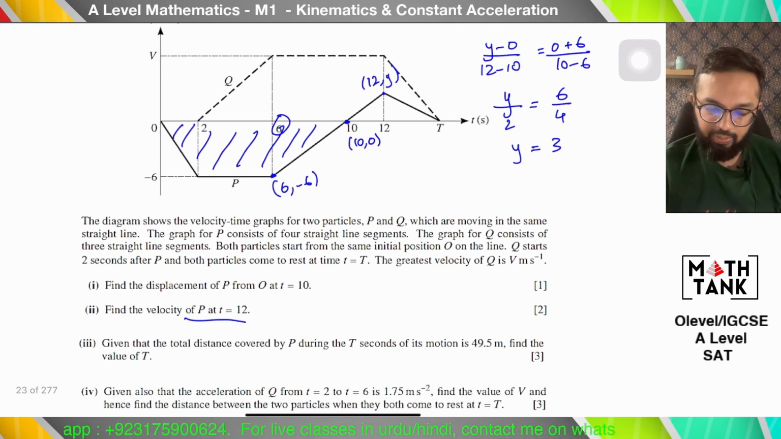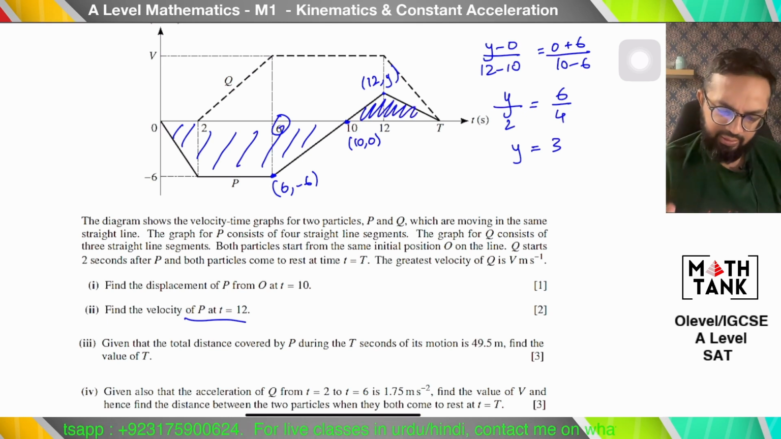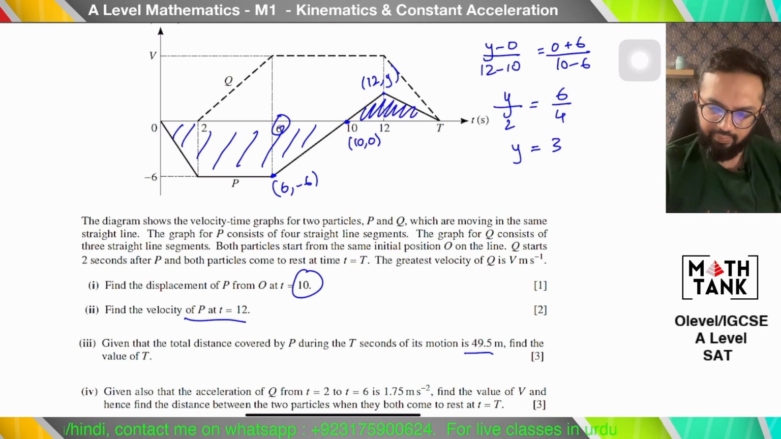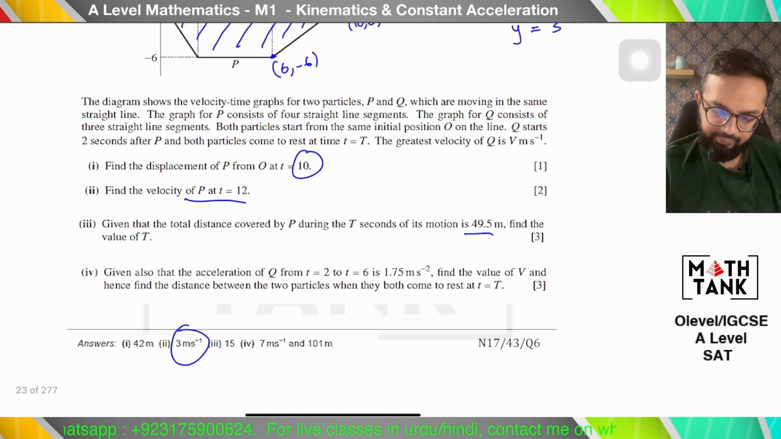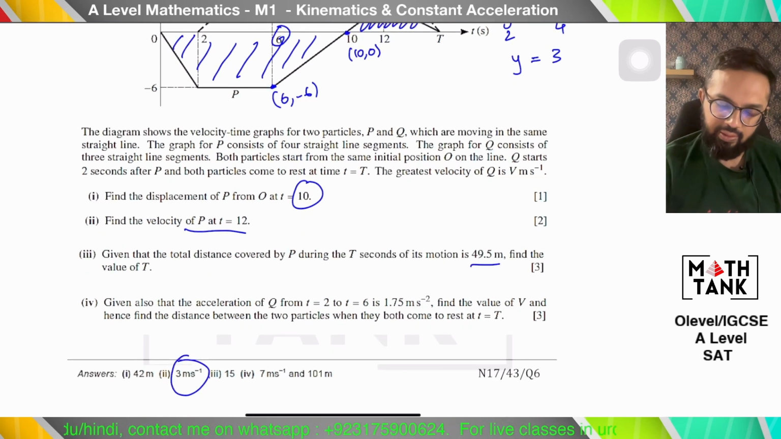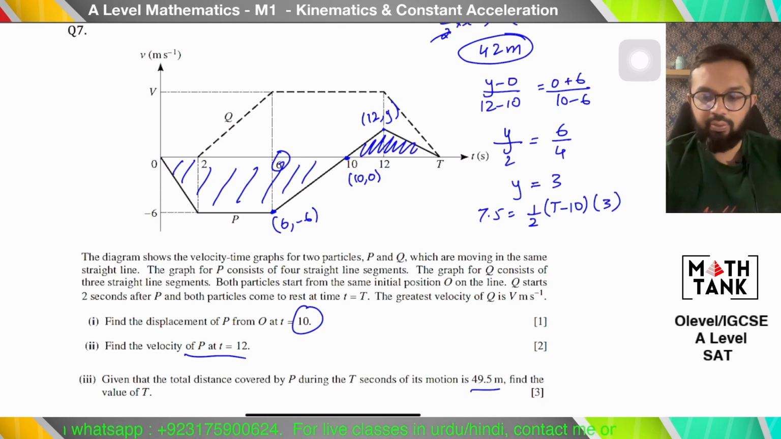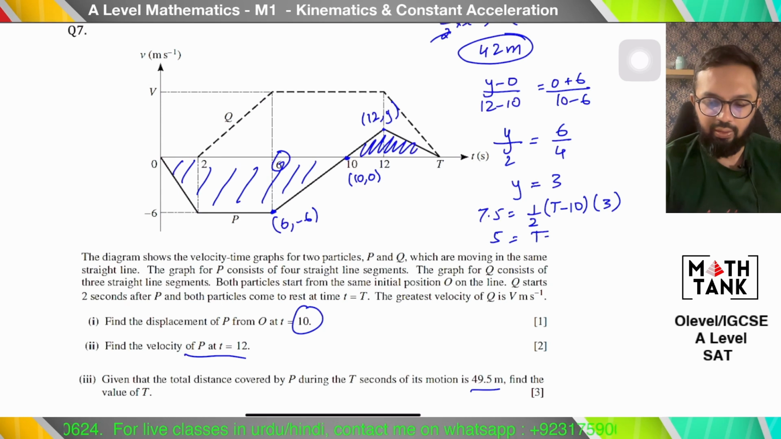Given that the total distance moved by P during the T seconds of its motion is 49.5, find the value of T. I think if I told you that first area, which I found out was 10, and if it's moved a total distance of... oh, sorry, that wasn't 10, that was 42. If it's moved just 7.5 more, I can just say that area of triangle equals 7.5, half base into height, which I just found out. So 15 divided by 3 gives me 5. T is therefore 15.